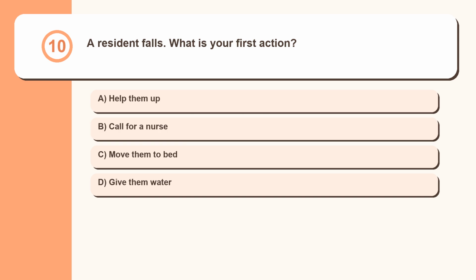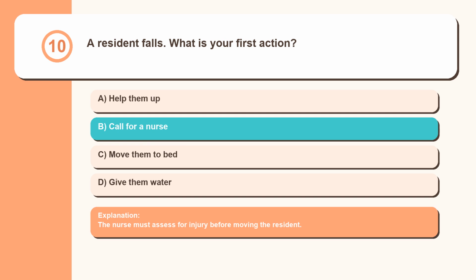Question 10. A resident falls. What is your first action? Help them up. Call for a nurse. Move them to bed. Give them water. The nurse must assess for injury before moving the resident.